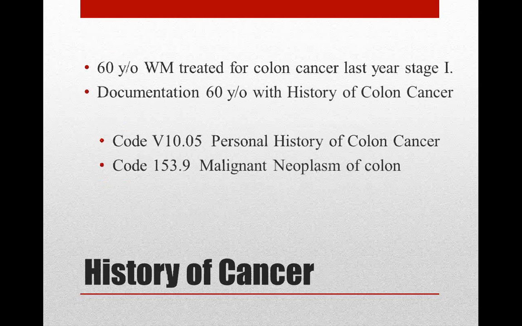Now, a 60-year-old white male treated for colon cancer last year, stage 1. You document the 60-year-old with a history of colon cancer. So basically, you're saying the cancer is fully treated, there's no other therapy being done. So how are you going to code this? Personal history, or because it's only been a year, do you still code it as an active diagnosis, malignant neoplasm of colon? Well, the answer is you want to use the V10.05 personal history code.